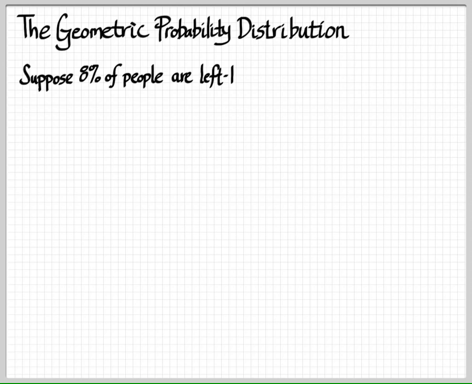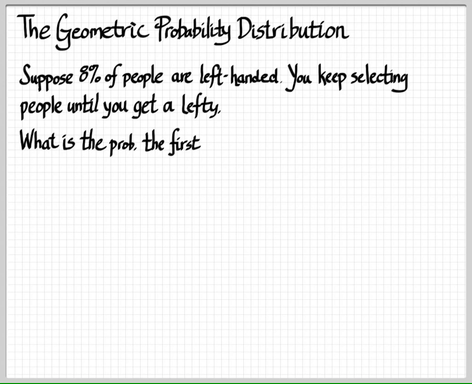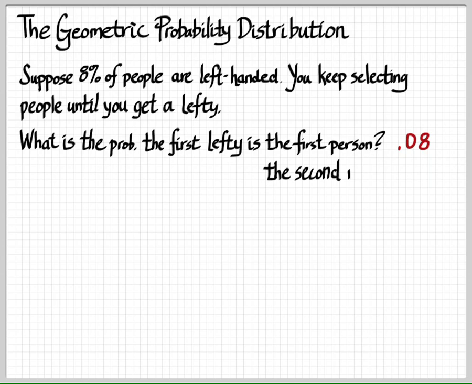Suppose 8% of people are left-handed, and you're going to just keep selecting people until you get a left-hander. Just keep drawing randomly over and over and over again until we get a lefty. So let's ask a simple question. What's the probability the first lefty is the first person? You get lucky and the first person is a lefty. That's not difficult. The probability of a lefty is 8%. So that's just 0.08.